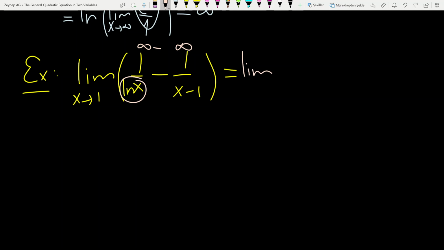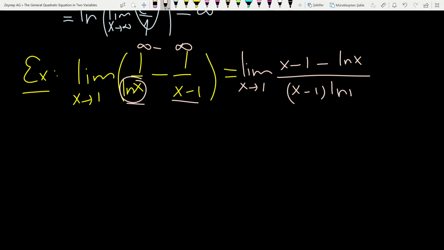Let me first make the denominators equal to each other. X tends to 1. So if you make denominators equal to each other, then you have x minus 1 minus ln x. I will not go into details. And in the parentheses of x minus 1, you have ln x. When x tends to 1, as you see, numerator tends to 0, denominator tends to 0, so you have 0 over 0 case. It means you can apply L'Hopital's rule now.